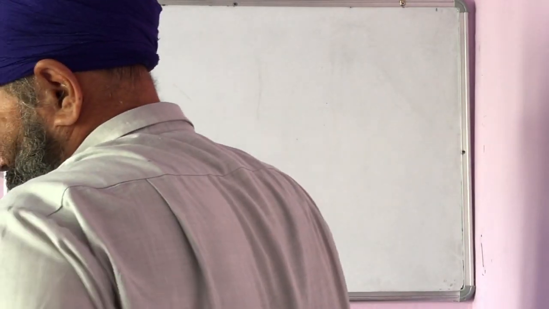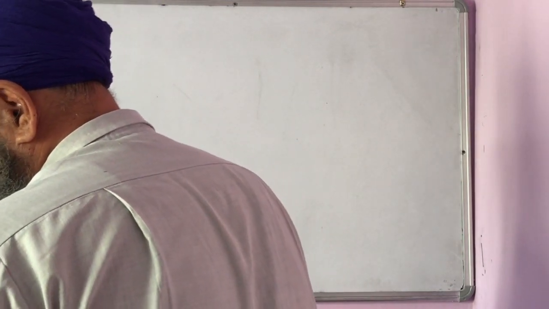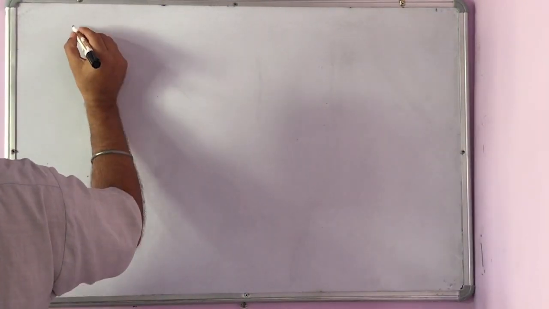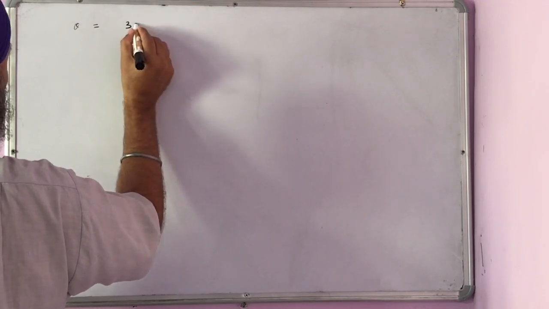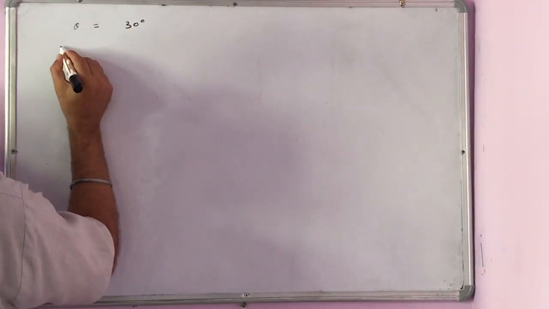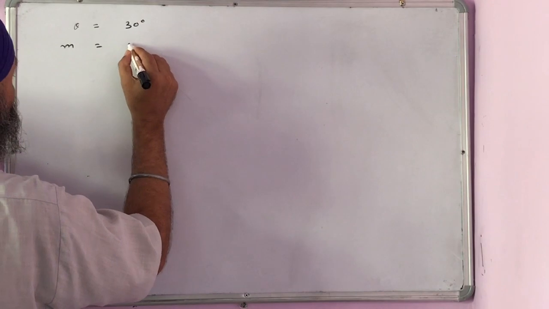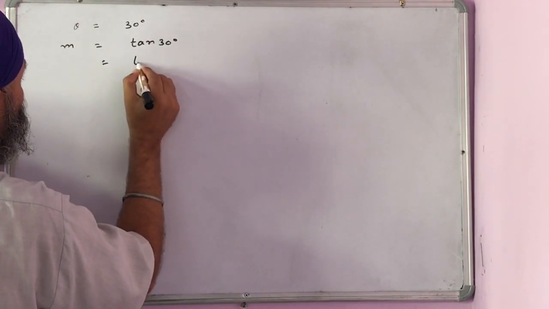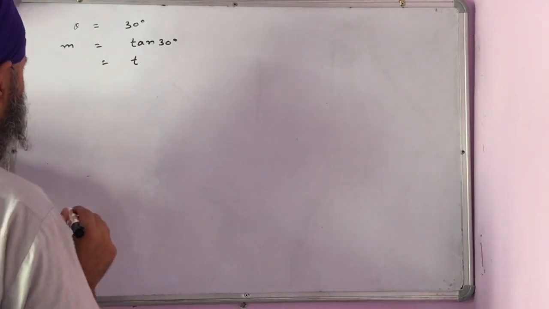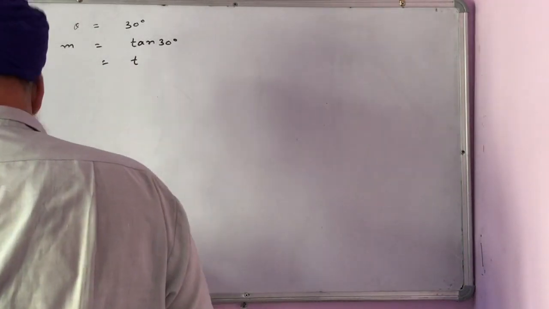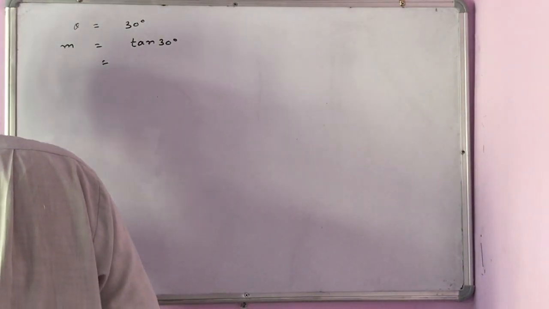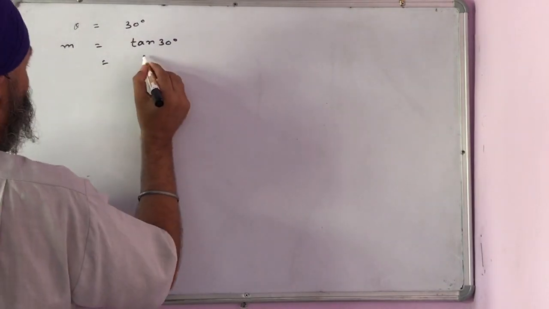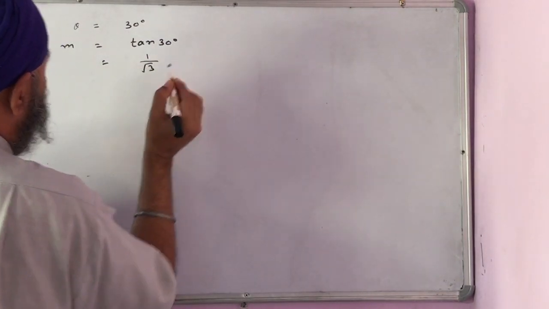Now question number 1. Find the slope of the line whose inclination is 30 degree. So theta is 30 degree. Slope is tan theta, that is tan 30 degree. Tan 30 degree is 1 by root 3.